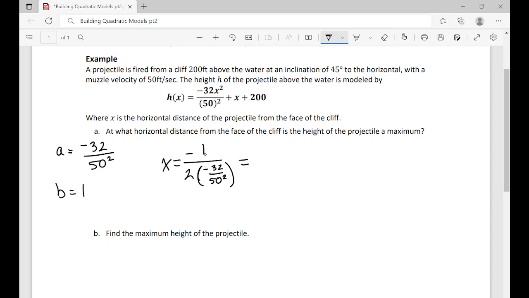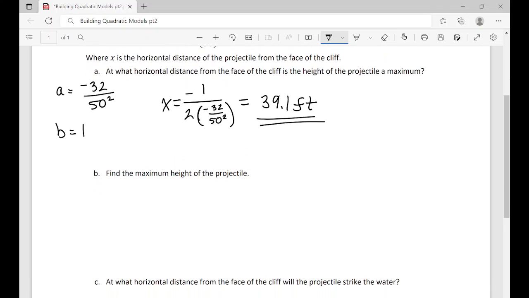And you can just shove this all into a calculator to get your answer. You're going to get approximately, and I'm going to round to 1 decimal place, 39.1 feet. So at what horizontal distance from the face of the cliff is the height of the projectile a maximum? 39.1 feet away from the cliff.